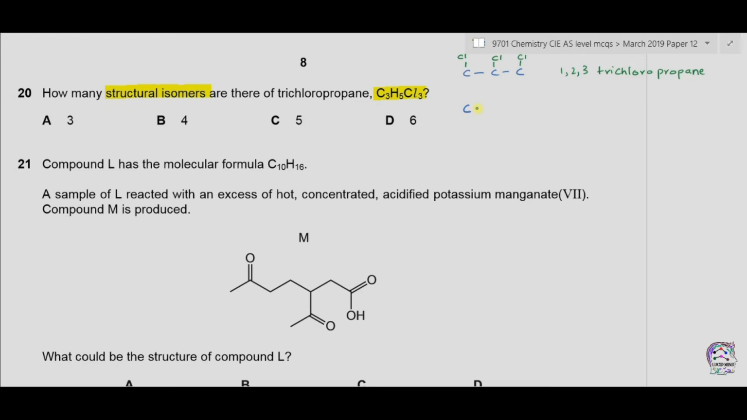Or it could be like this. The name would be 1,1,2 trichloropropane. We could also have this structure where all the 3 chlorine atoms are joined with first carbon atom. So the name would be 1,1,1 trichloropropane.